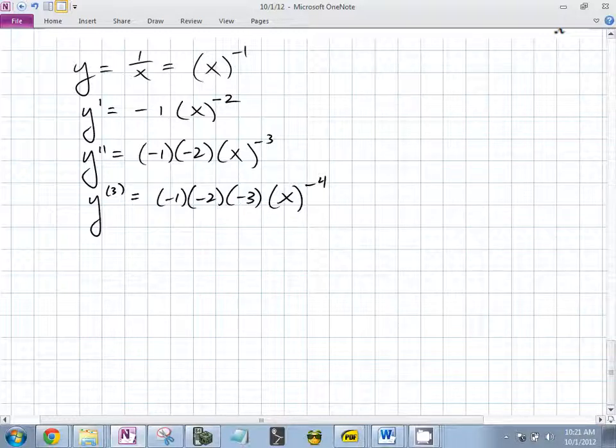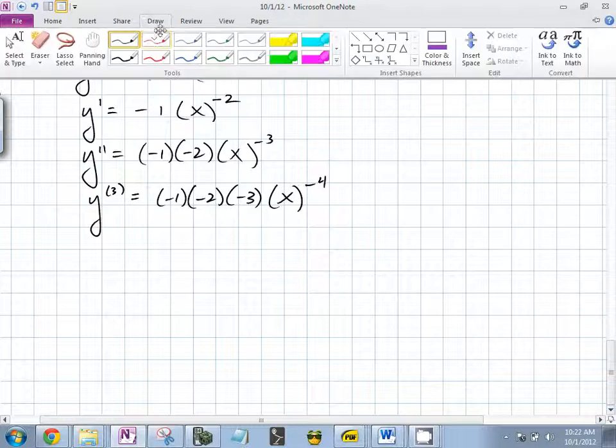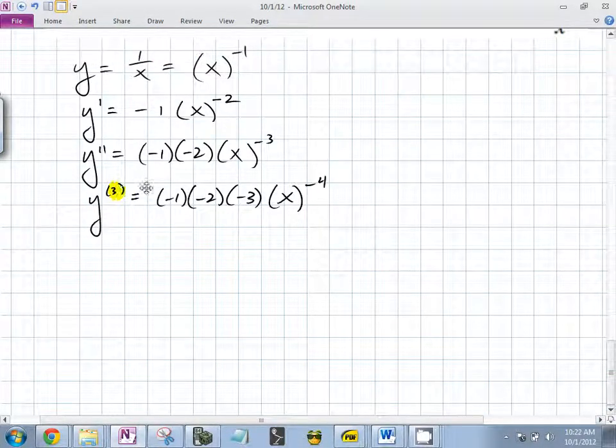4, the negative 5. What's that called? I don't know what it's called. Factorial. You use an exclamation point, and it's called a factorial. Exactly. So let's look at this. This is the third derivative, and what is the power? It's negative 4. When it was the second derivative, it was negative 3.